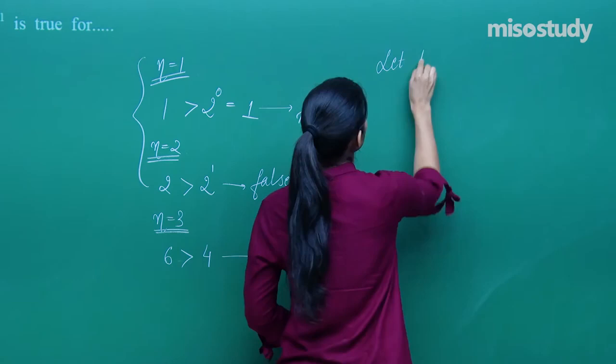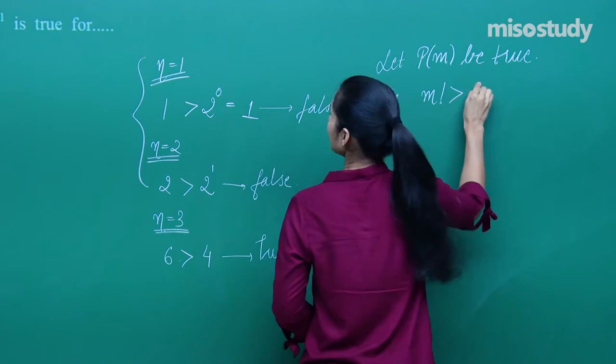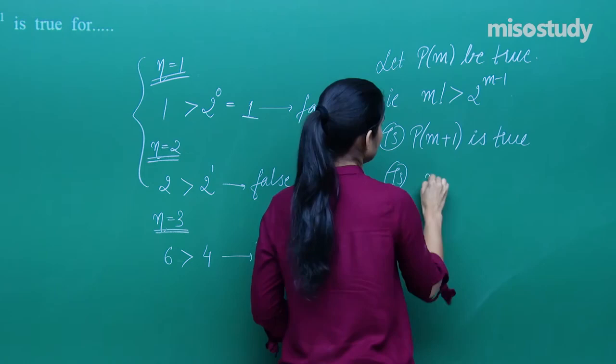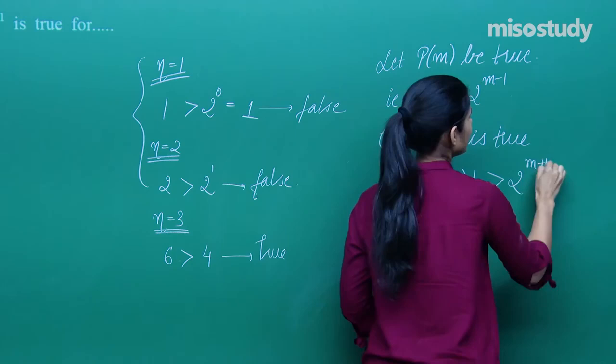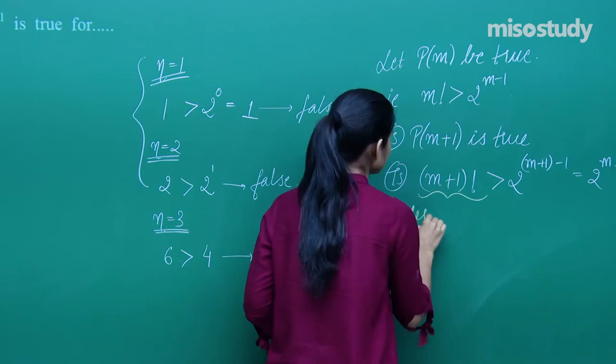Let P(m) be true, that is, m factorial is greater than 2 to the power m minus 1. I have to show P(m+1) is true. That means I have to show (m+1) factorial is greater than 2 to the power m+1 minus 1, which is 2 to the power m. That's what I have to show. So you consider the left hand side. And don't forget, this is your assumption, so you need to use this step in proving this step.